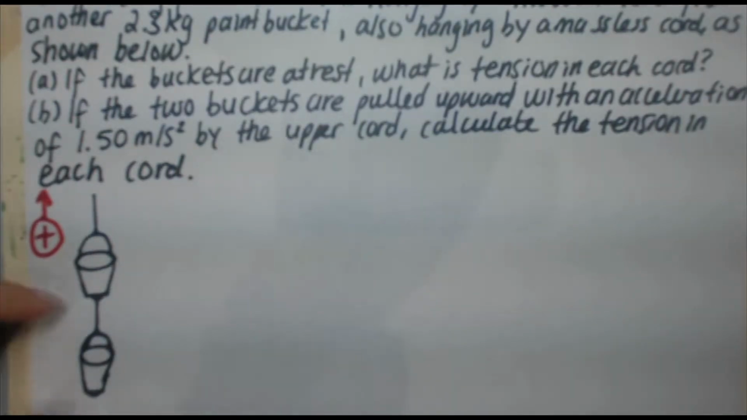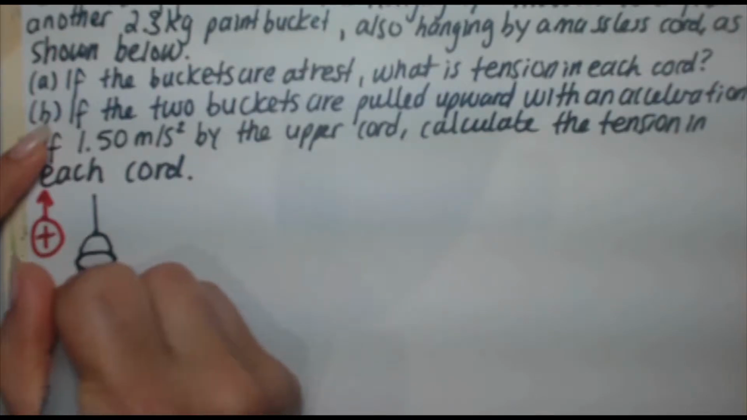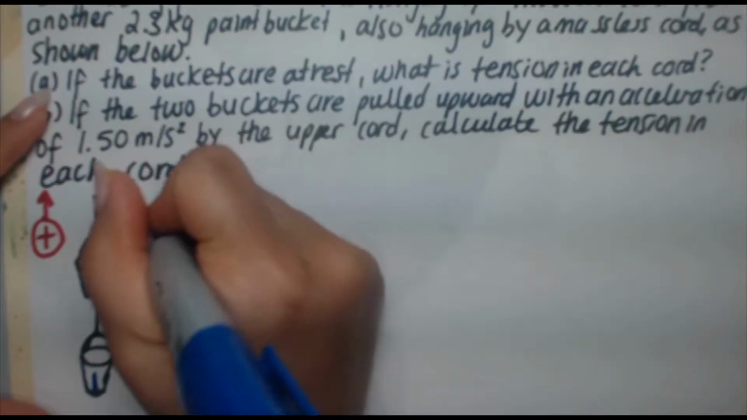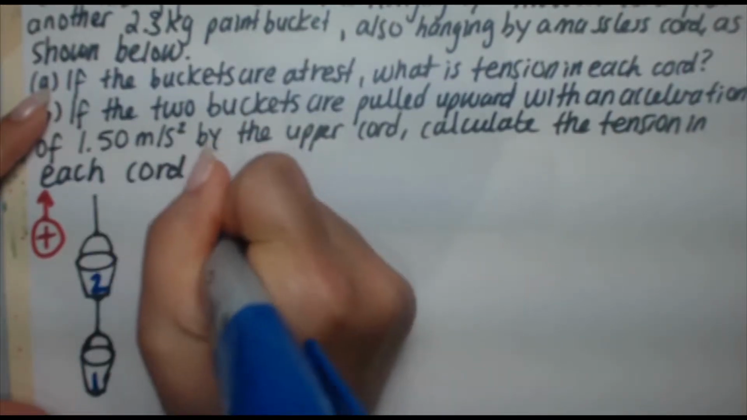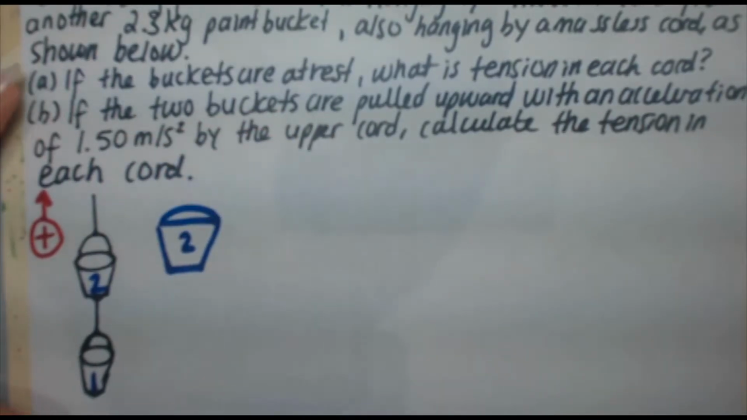Next, I'm going to label my buckets because they look the same, but they've got slightly different forces acting on them. So I'm going to let the bottom one be 1 and the top one be 2. This way I can keep everything straight. Now, I'm going to start by drawing my free body diagrams. So I'm going to do that on the right. So here's my bucket 2.